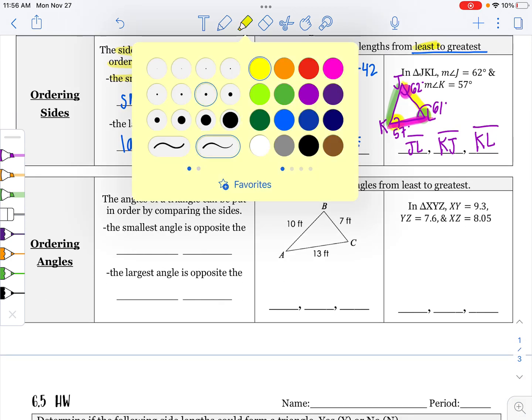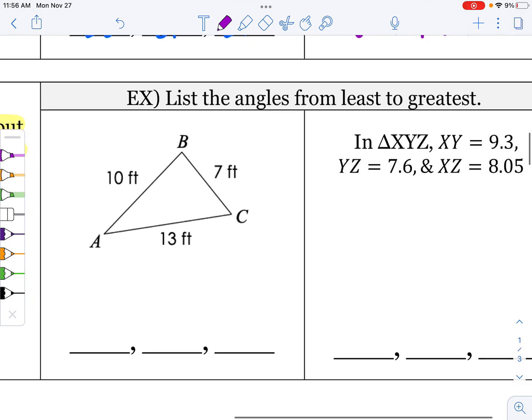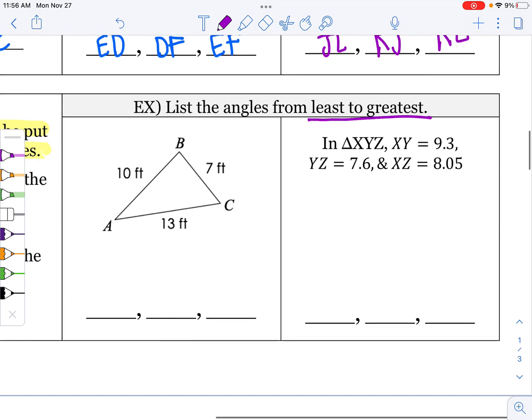All right, and then we have our last part, which just says ordering angles. The angles of a triangle can also be put in order by comparing the sides. So again, the smallest angle is going to be opposite the smallest side. And then the largest angle is going to be across from the largest side. So in this first example, it says list the angles again from least to greatest. I don't know anything about these angles. I don't know angle A, I don't know angle B, and I don't know angle C. But I do know that between 7, 10, and 13, 7 is the smallest. And so if I'm going from least to greatest, the angle across from that will be the smallest.